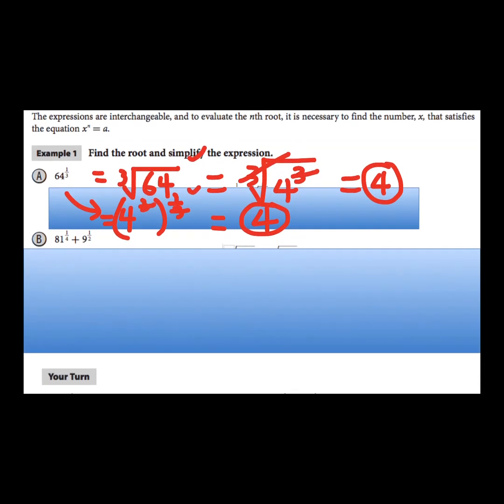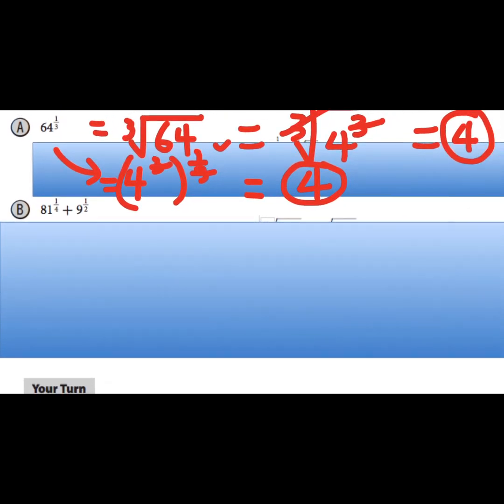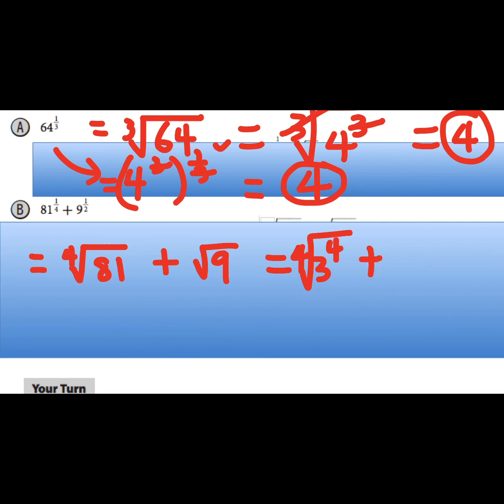And let's take a look at number 2, the second one. 81 to the 1/4 power plus 9 to the 1/2. So using the radical form, you can rewrite 81 to the 1/4 as the fourth root of 81. And then the 9 to the 1/2 power is actually the square root of 9. So we can rewrite the 81 as 3 to the 4th power. And so the fourth root of 3 to the 4th and then square root of 9 gives us 3. The 4th root and the 4th power cancel each other out. So we have 3 plus 3, which gives us a nice and clean answer of 6.